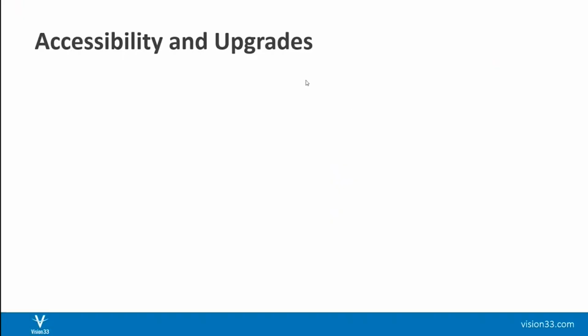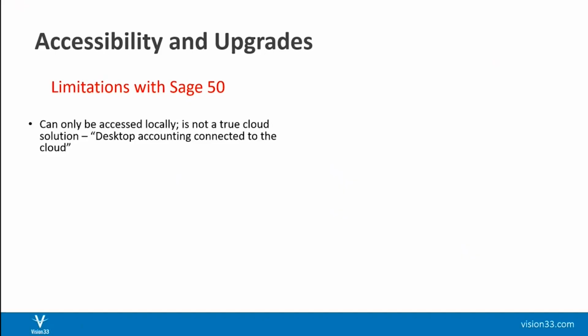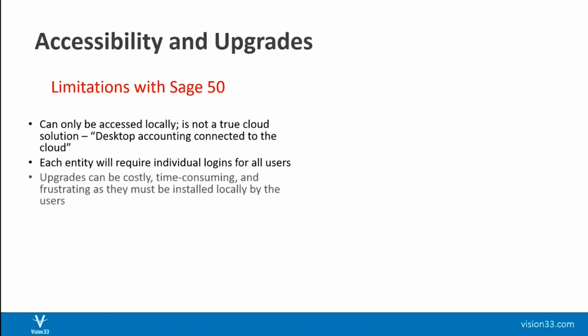Accessibility and upgrades can be another pain point when operating in Sage 50. While Sage 50 states that it is cloud accounting, it is not a true cloud solution. If you're using Sage 50, your data is stored within a cloud, but to access that data, you must still be using a computer with Sage 50 installed. As Sage themselves put it, it's desktop accounting connected to the cloud. If you're operating with multiple entities, each entity will require individual logins for all users, something that can be very cumbersome for your users. And upgrades are manual, meaning they can be costly, time-consuming, and very frustrating.